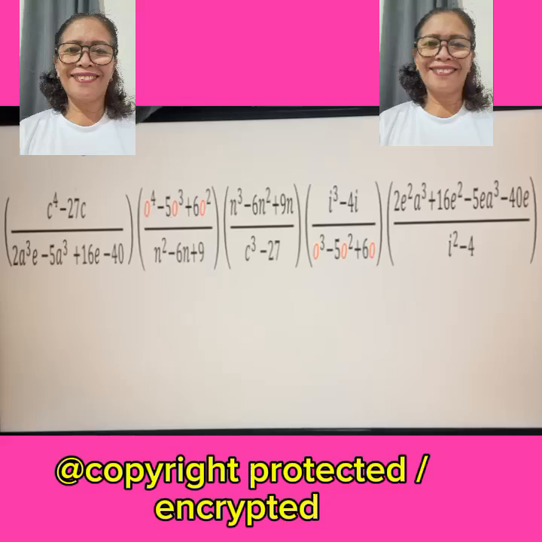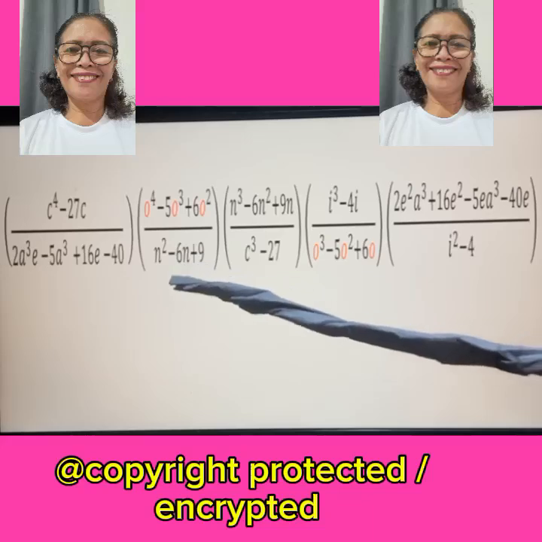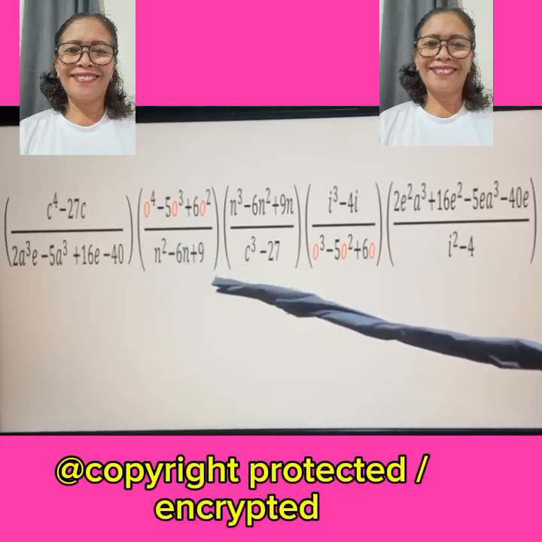Ang unang litra ng aking pangalan is letter C. Nag-isip ako kung anong expressions ang aking gagawin. C raised to 4 minus 27C divided by 2A cubed E minus 5A cubed plus 16E minus 40. Pangalawang litra naman ng aking pangalan is O. O raised to 4 minus 5O cubed plus 6O squared divided by n squared minus 6n plus 9.